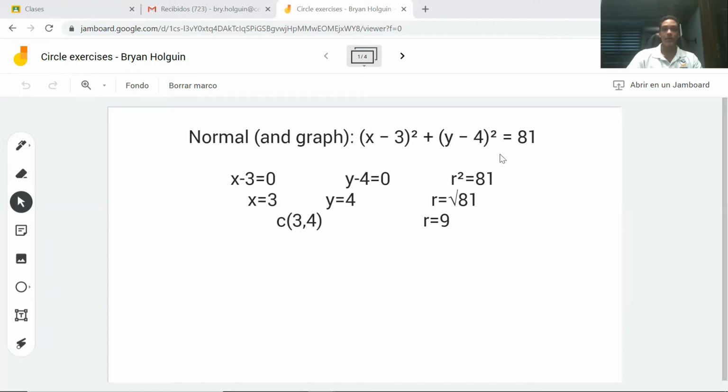And now, the same with the radius. Now we have the center, but we have to get the radius to make the circle. So the radius squared is 81. So we pass this square as a square root to the other side, making it the square root of 81, which is equal to 9. So the radius of this circle is 9. And we now go to the graph.